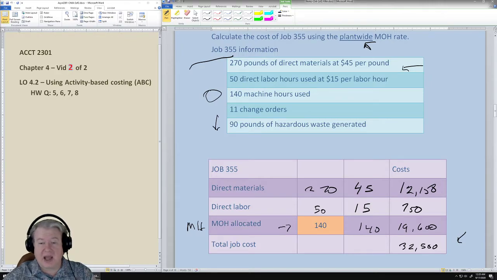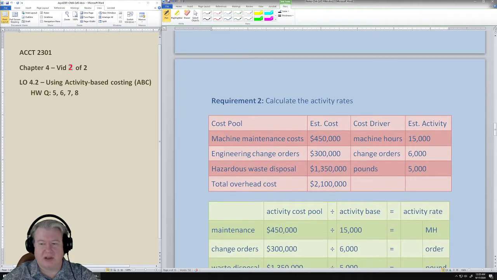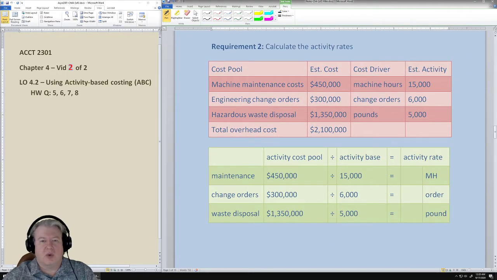So what we're going to do next is, let's say, what if we use this more accurate multi-cost pool method? What will our costs look like then? Well, in fact, that's the next part of the question. So we figured out the one rate. Now we need to figure out the multiple rate. And what does that look like? So we just take the information given. So there in the red is the information that we were given.